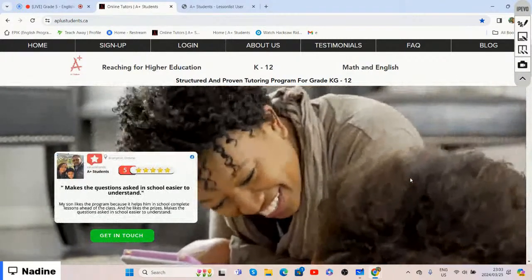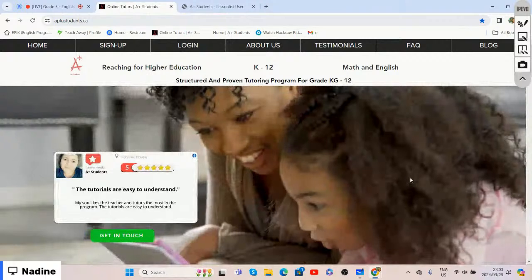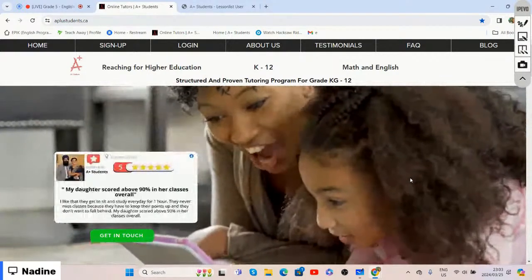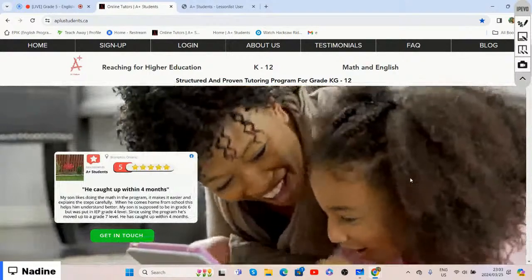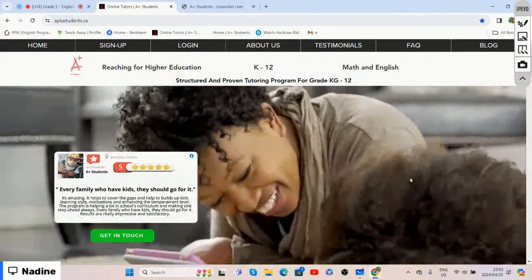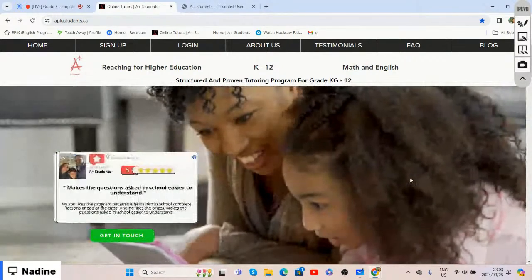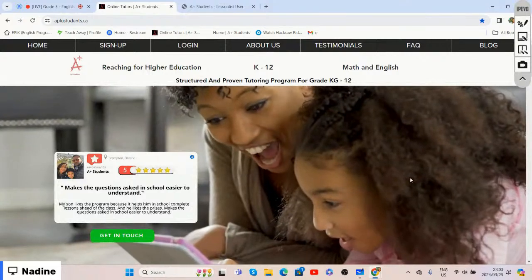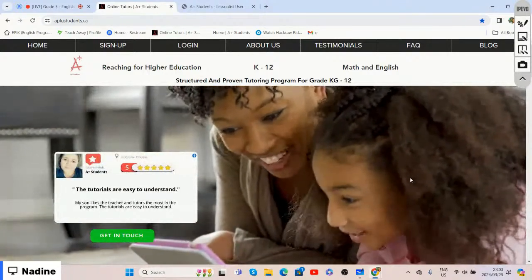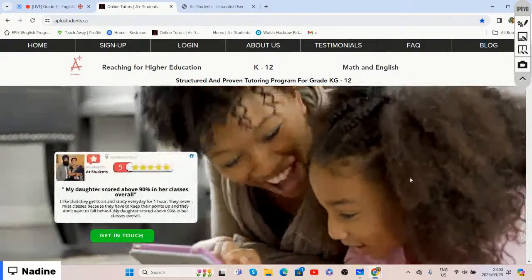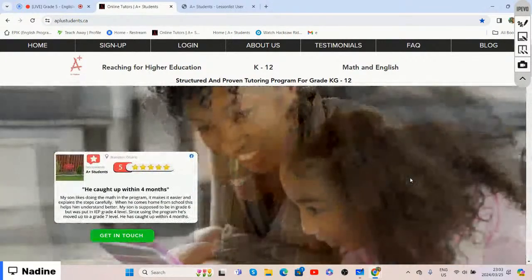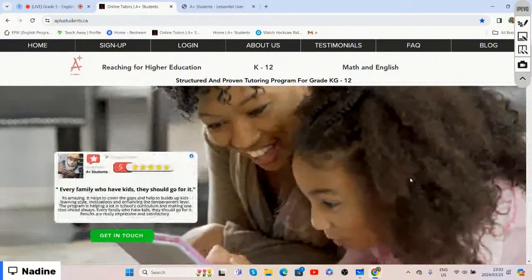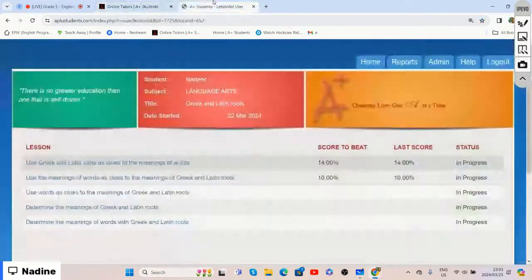And before we start, we're going to log on to aplusstudents.ca. Once you've logged on to aplusstudents.ca with our username as well as our password, and then we're going to select the subject of language arts, grade 5, and then we're going to scroll down up until we get to the chapter of Greek and Latin roots.